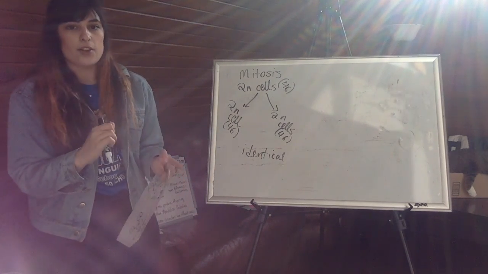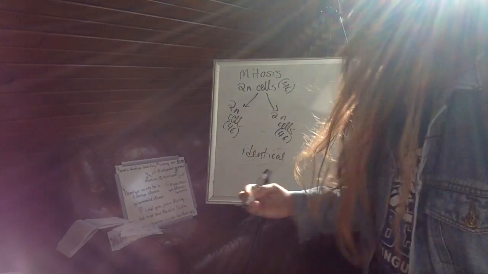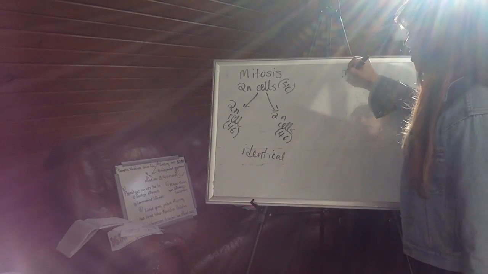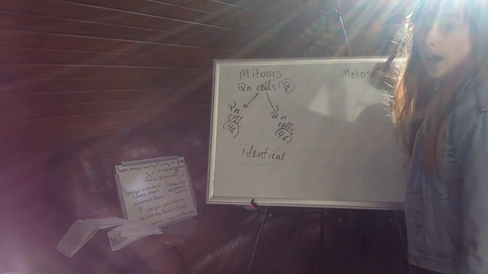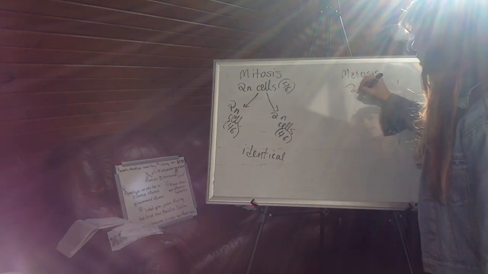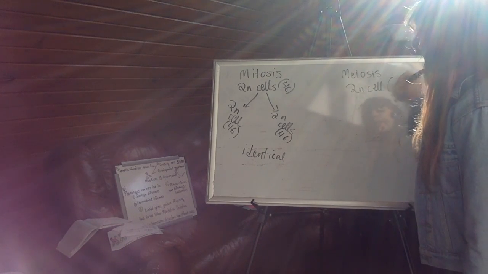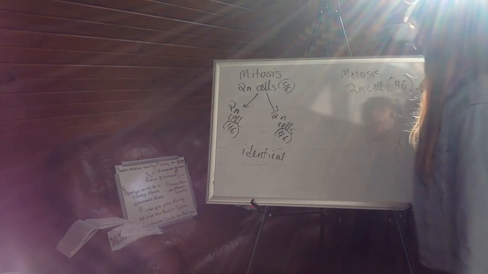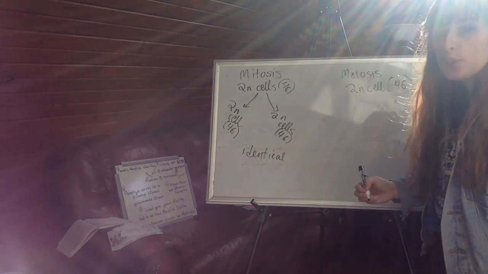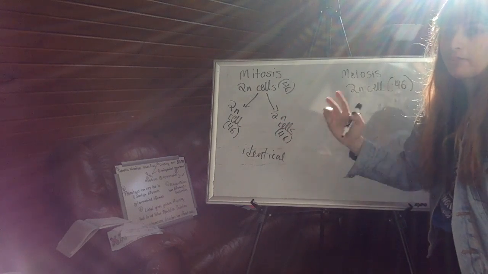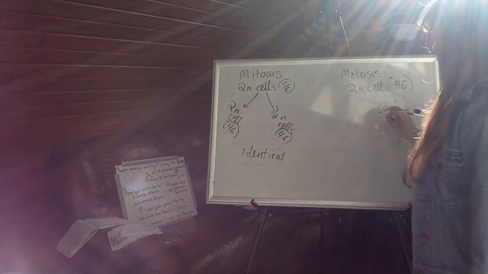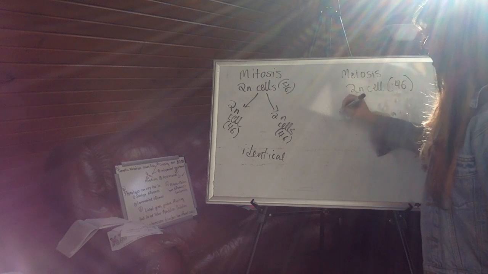Let's get funky on the other side, and let's write meiosis. Meiosis starts off much the same way with one 2N body cell. So the first cell in the process has 46 chromosomes. It's going to produce not 2 daughter cells, but 4 unique daughter cells. And each one of them will be 1N.